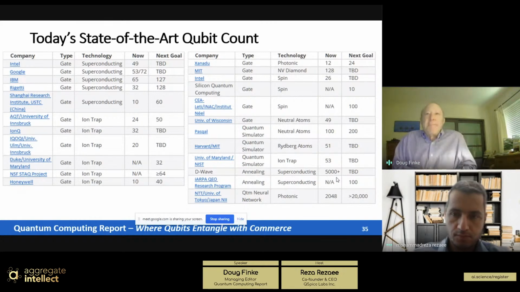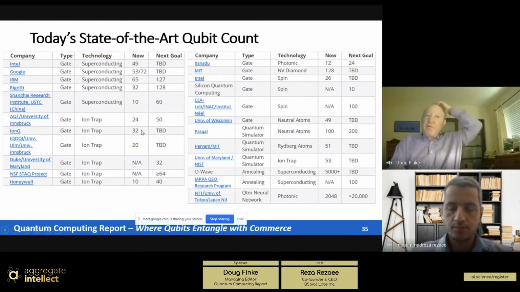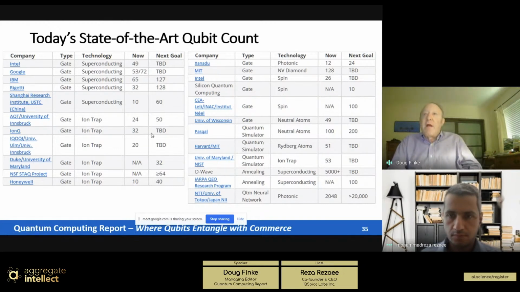Here's where we are today. This is a list I keep on the Quantum Computing Report of where people are. IBM has a 65 qubit machine online. Rigetti has theirs at 32 qubits. IonQ has a 32 qubit machine available, and various others are working on various other types of approaches.